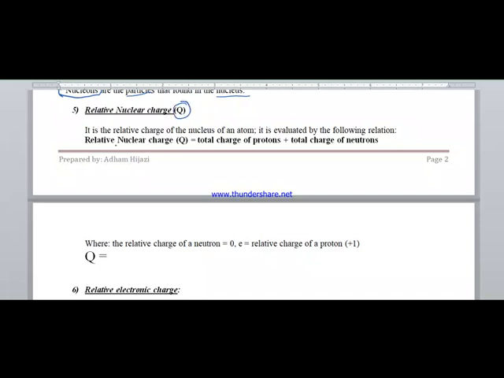To calculate the relative charge of the nucleus of any atom, the relation is: the relative charge of the nucleus Q is equal to the total charge of protons plus the total charge of neutrons. The charge of a neutron is always equal to 0. A neutron is a neutral particle and has no electrical charge. The relative charge of one proton is equal to plus 1. We write it as +1 or as 1+.